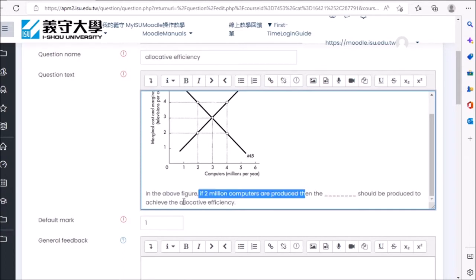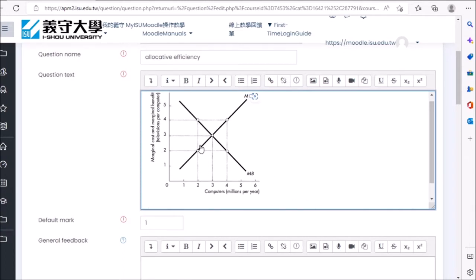So to move towards allocative efficiency, we need to increase the production of computers. Actually, allocative efficiency will be achieved at 3 million computers. That's where marginal cost equals marginal benefit.